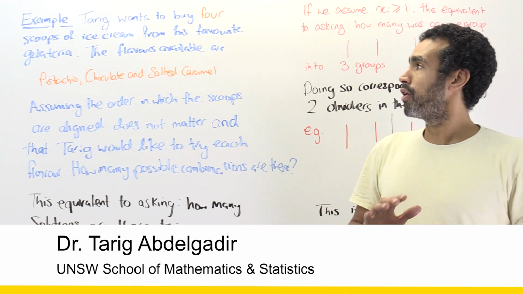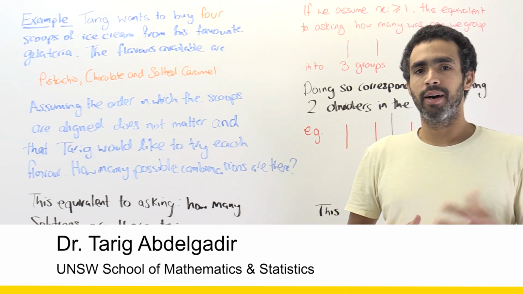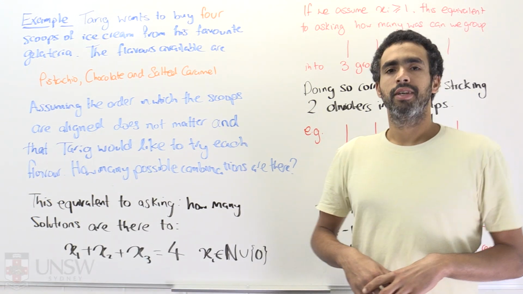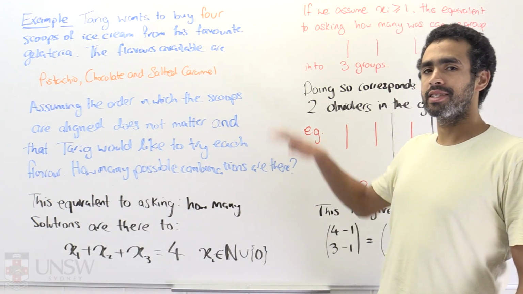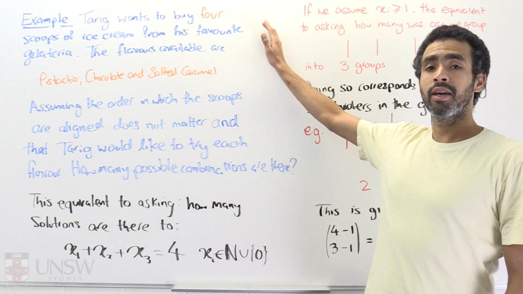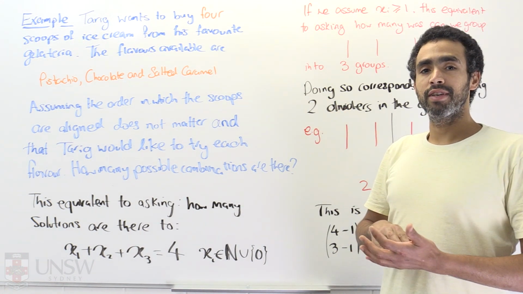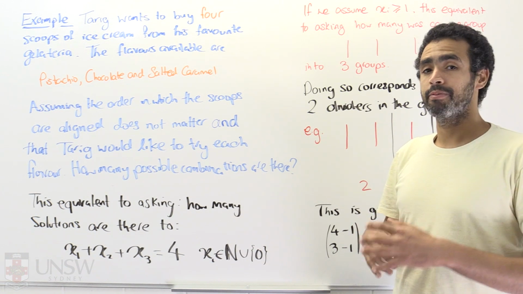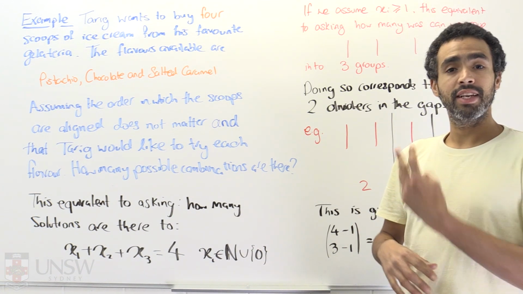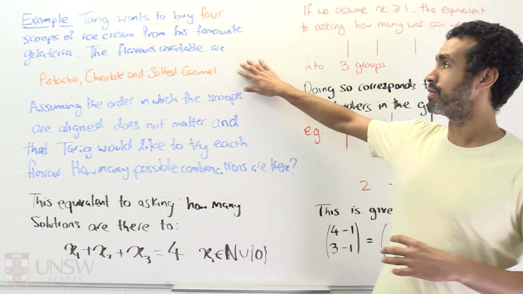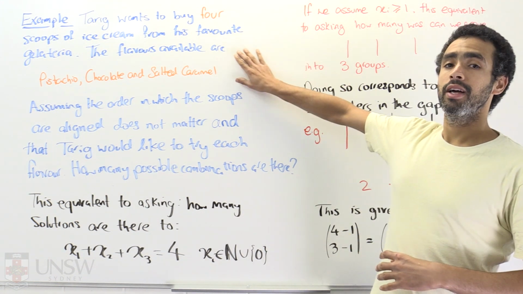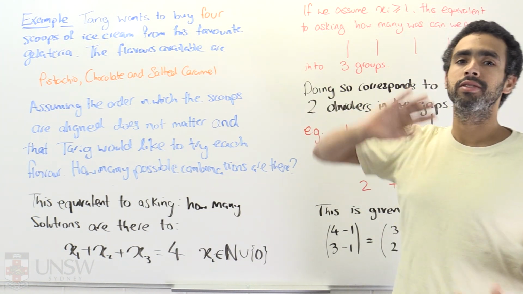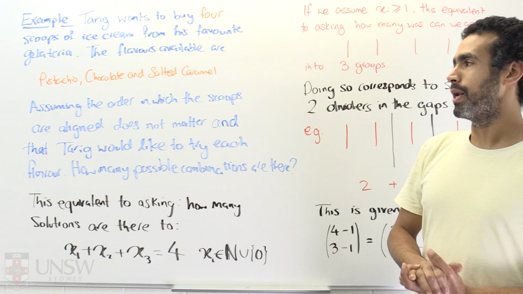Okay, so let's move on to another set of examples that will use some of the techniques that we've learned before. The example in question here is Tariq, which is me, walks into his favorite gelateria and would like a 4-scoop ice cream. And there are 3 flavors available. The flavors are pistachio, chocolate, and salted caramel. Brilliant.